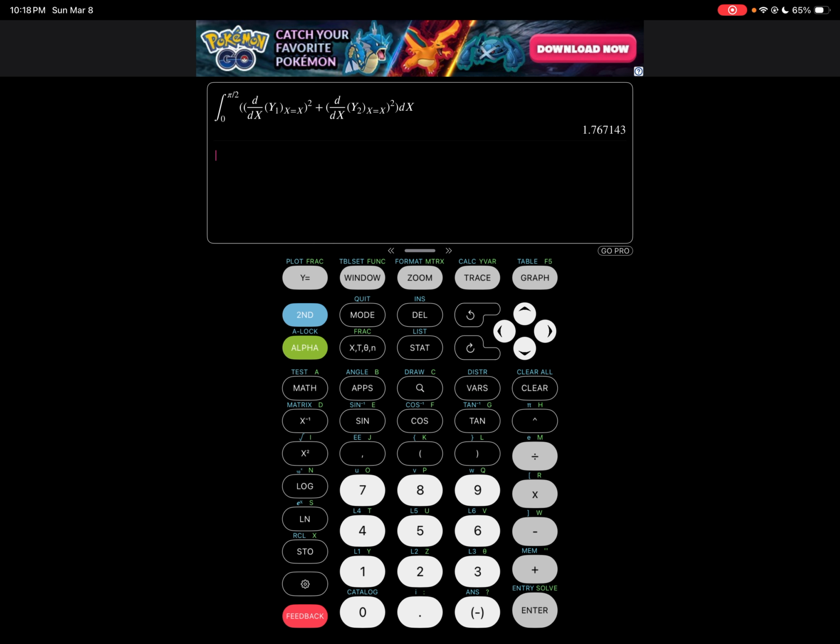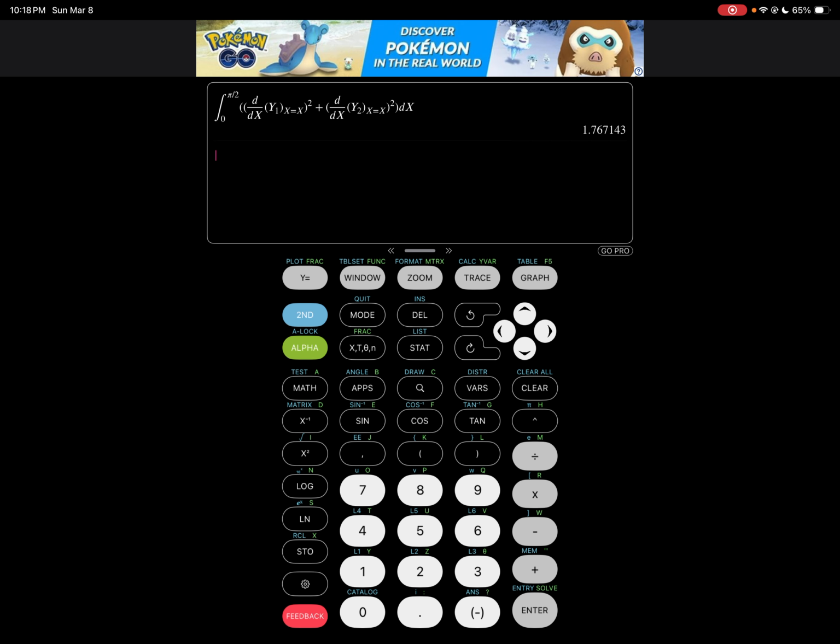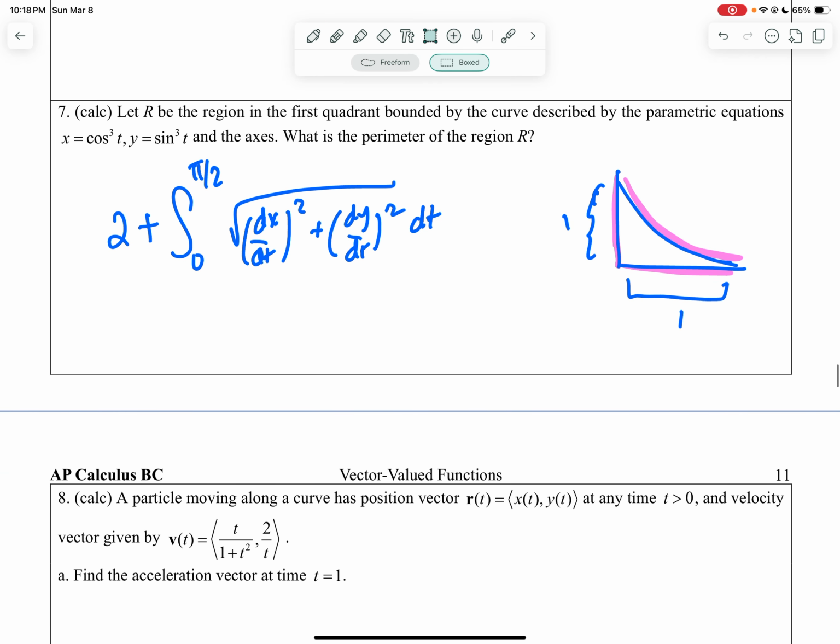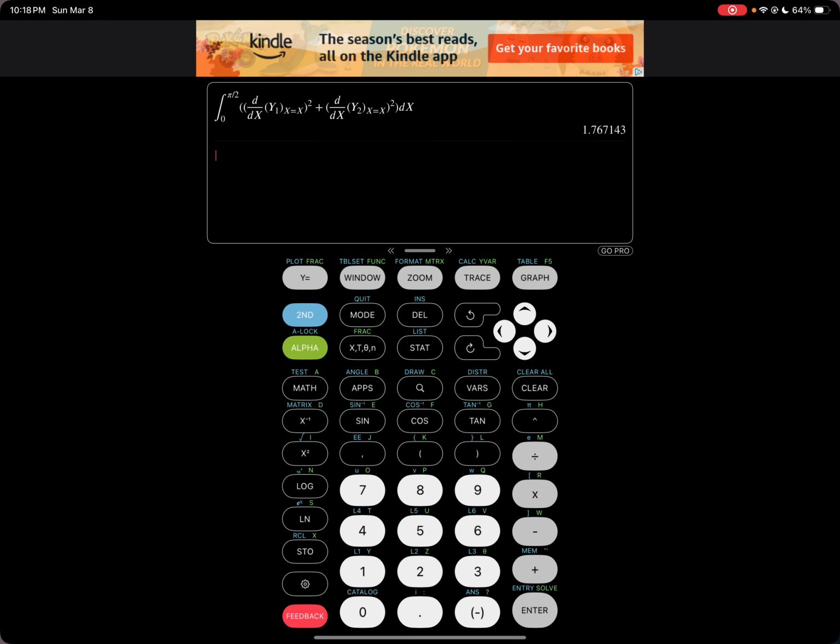I don't like that answer. Anyways, it should have been 3/2, and then you add the 2. So that gives us 3.5. Which means that I probably did something very silly in terms of, oh, that's because I didn't take the square root. Great.